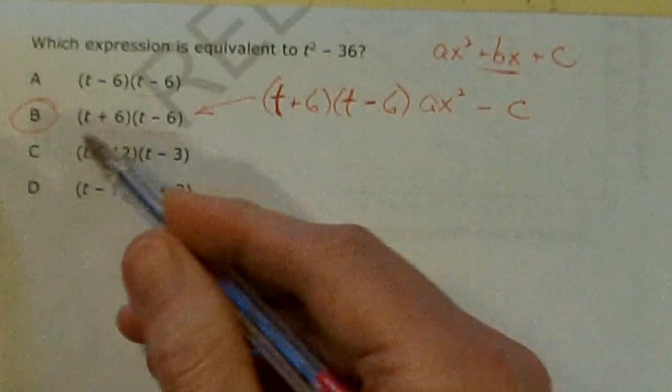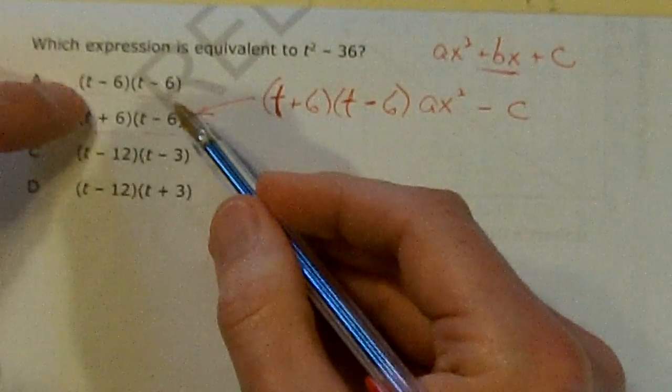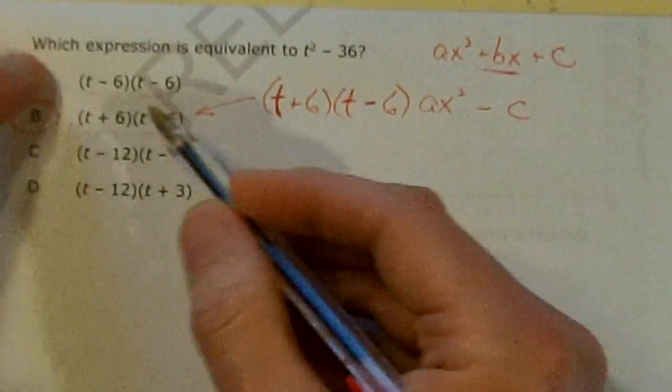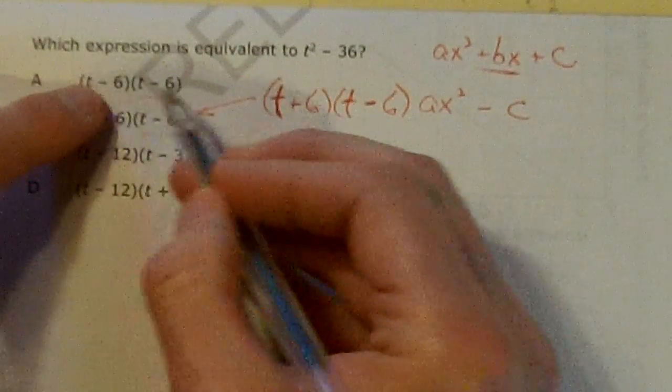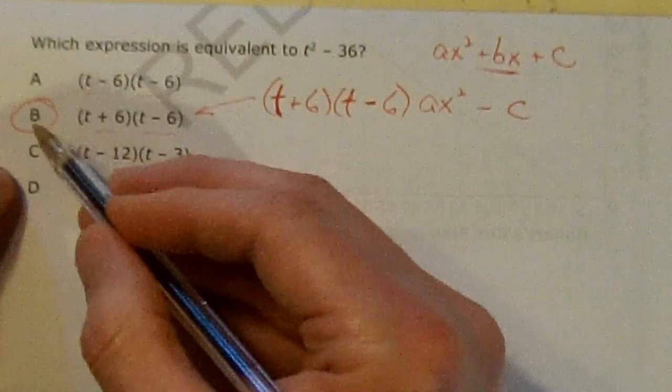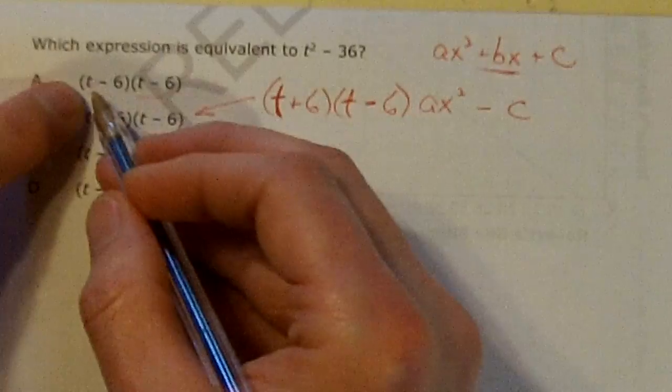If I didn't know how to factor the difference of 2 squares, I could just go through each one of these and multiply each one of them together using FOIL or the distributive property or the box method. And only one of them is going to match t squared minus 36. And let's go ahead and try that out.